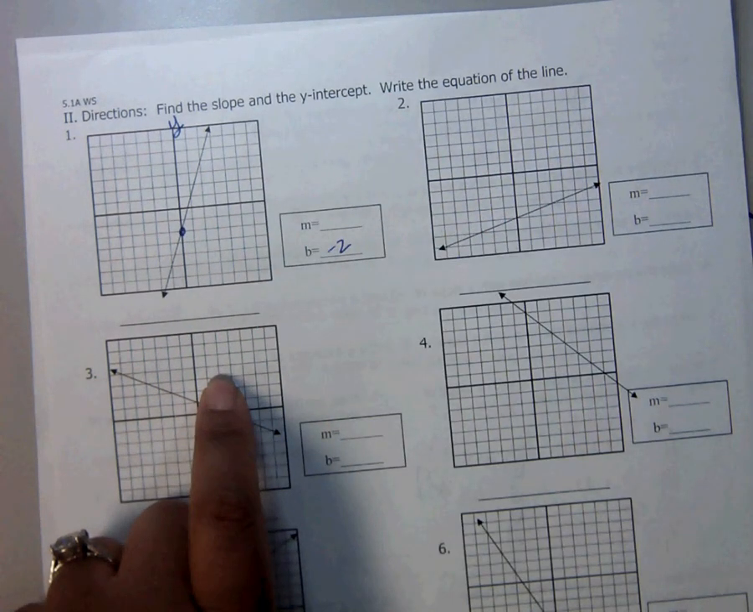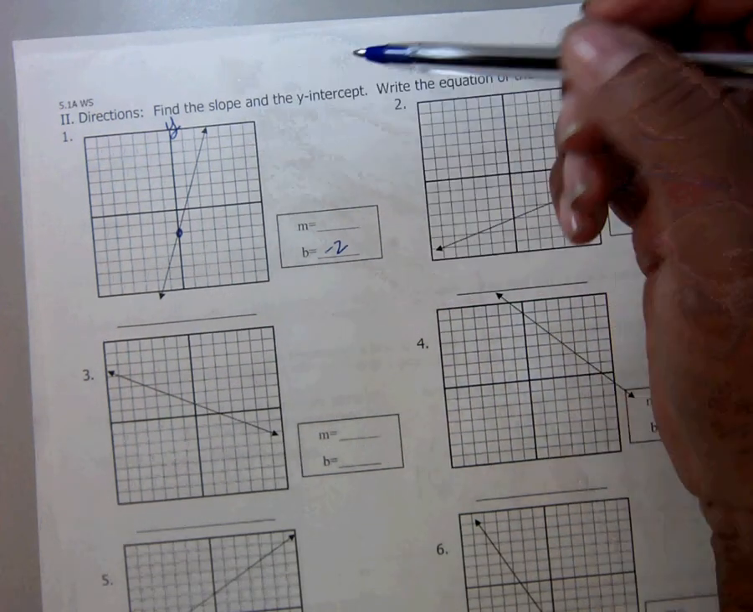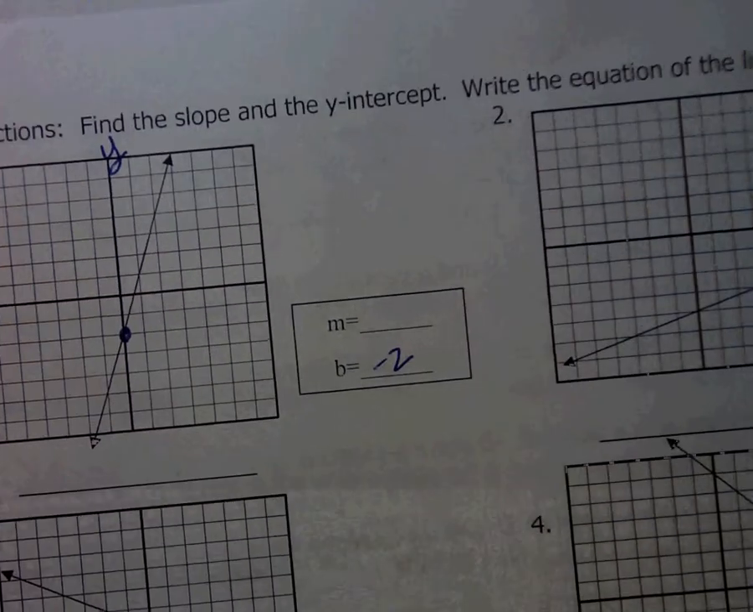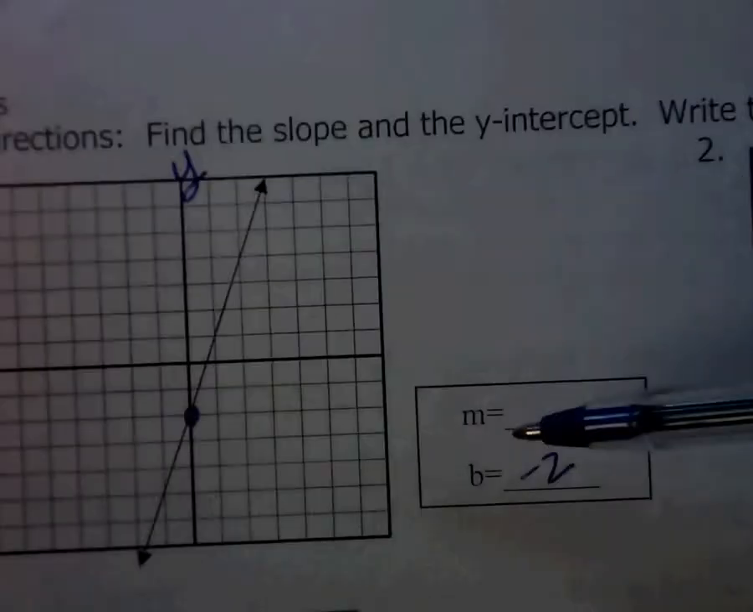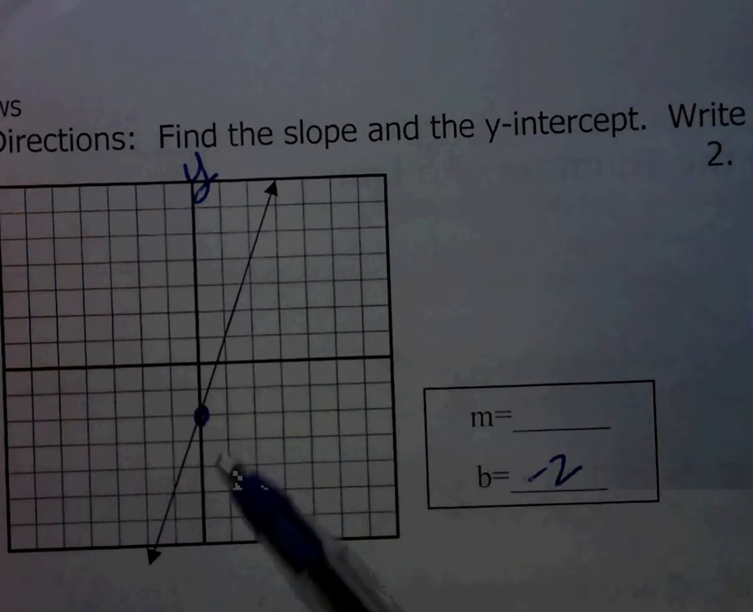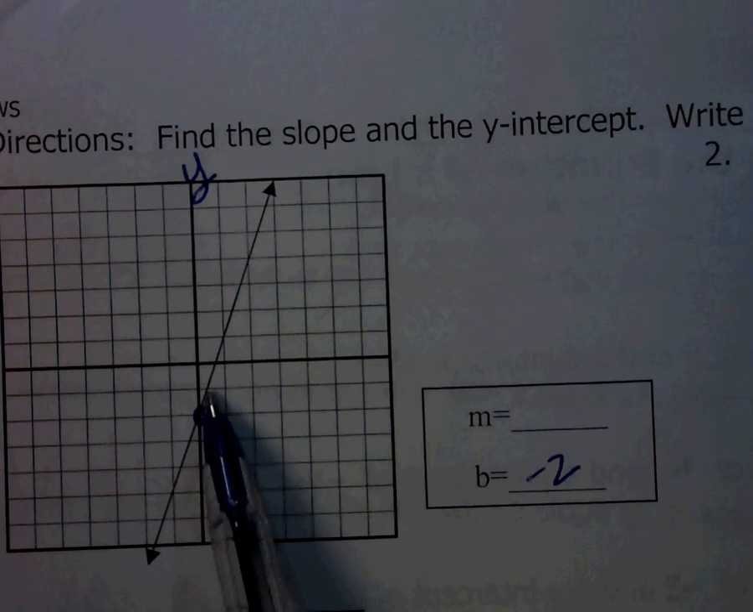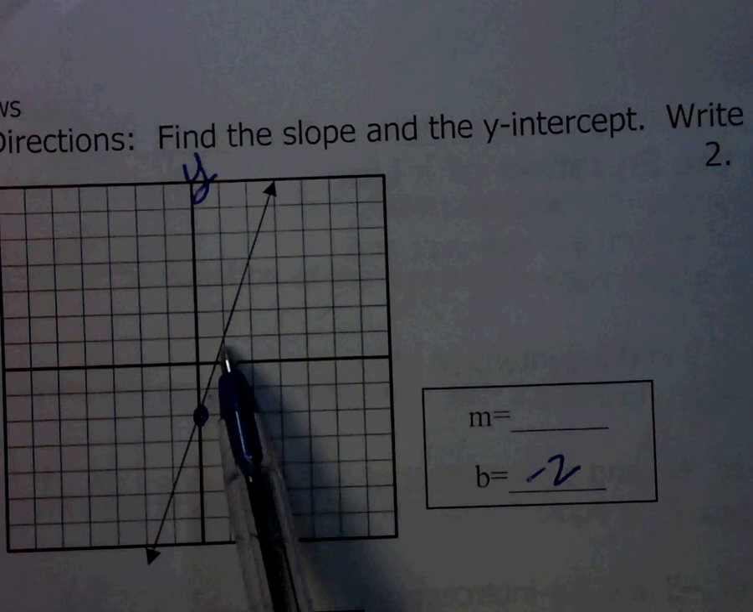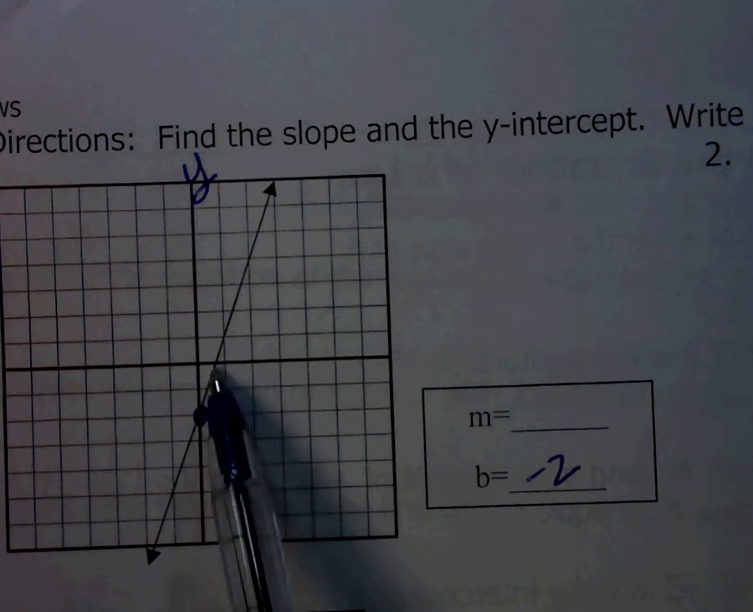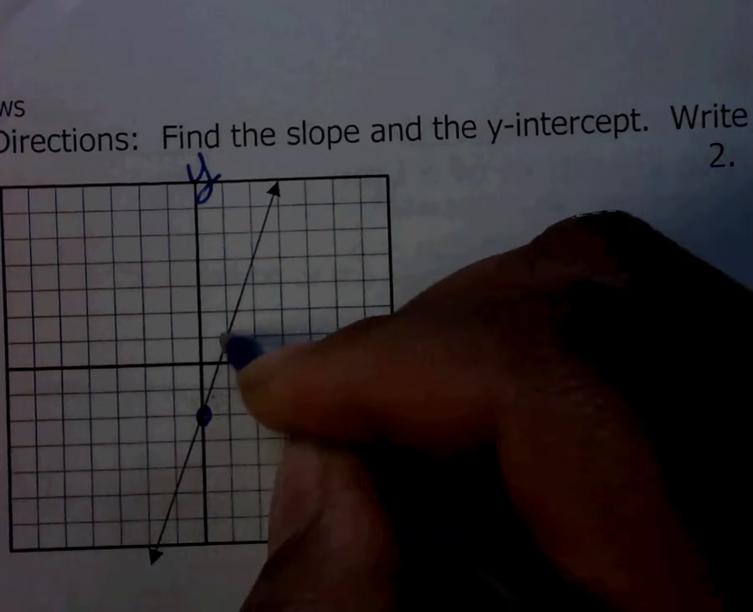Now let's find the slope, because it's already graphed for us. You have to find the points that are on the line that go directly through the lines on the graph. So for instance, I can't use this because it doesn't cross directly through these two lines. I cannot use him, but I can use that. It's directly through the middle.